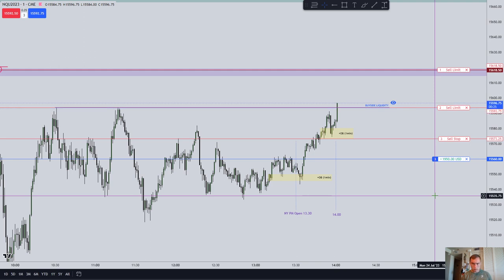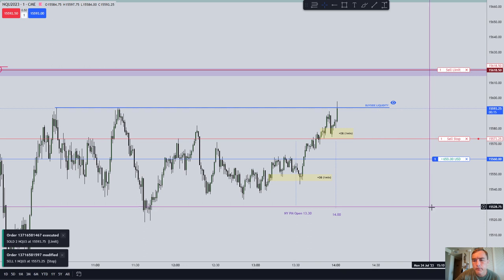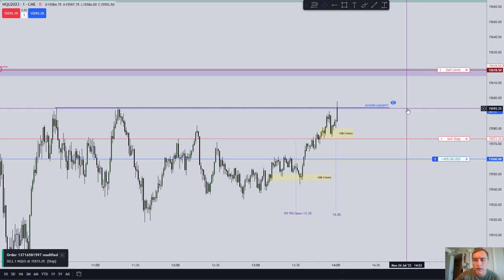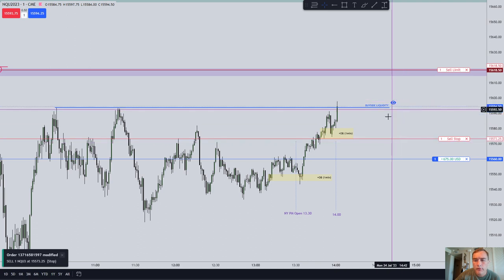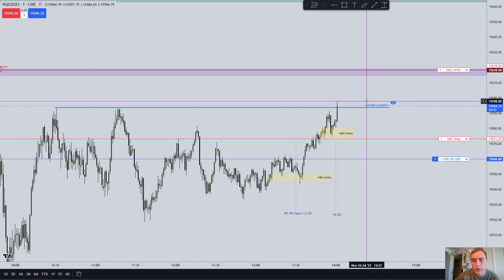All right, route two. It did achieve that objective. Okay, guys. That was attacking the buy side liquidity there at 593.75. I showed you the whole trade from start to finish, including from being in drawdown all the way up to the target.